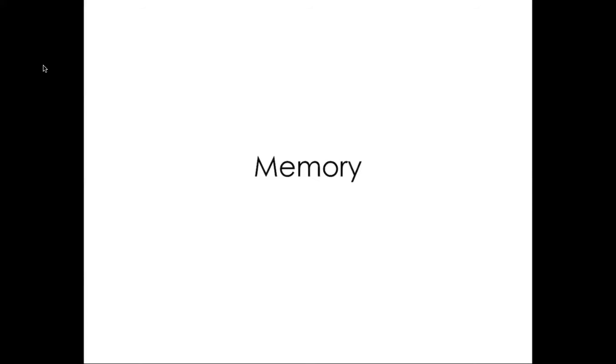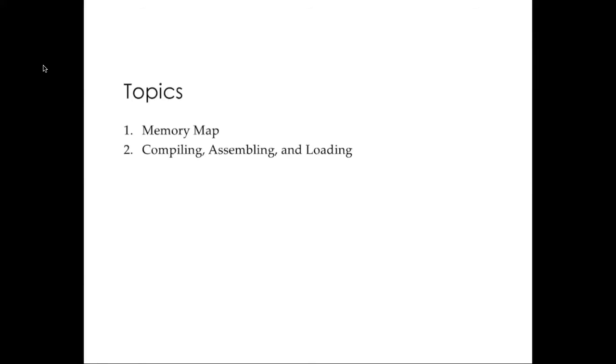In this lecture, we're going to learn a little bit more about MIPS memory. We've already learned the basics and how to use it. Today we're going to learn what we're allowed to store where. First, we're going to learn about the MIPS memory map, which tells us where we can store different types of data. Then we're going to learn how to turn a program all the way from text into something that you can actually run on the computer.